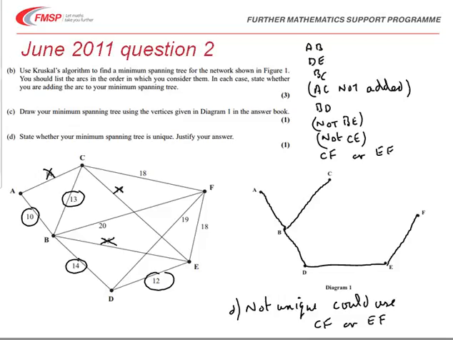Let's just look at the way the marking for this was done. We had an M1 mark and then 2 marks, A1 for selections and A1 for the rejections in the correct sequence. A B1 mark for the minimum spanning tree, and then B1 for the justification that it was not unique.